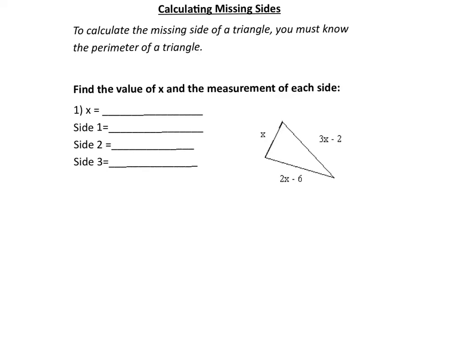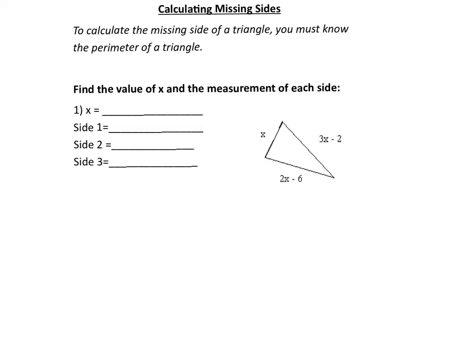All right, so now we're going to use prior knowledge of perimeter to help us figure out the measure of each side of a triangle. Looking on page 12, we have a scalene triangle, and we know it's scalene because one side's x, one side's 2x minus 6, and one side's 3x minus 2. So all three sides are different.